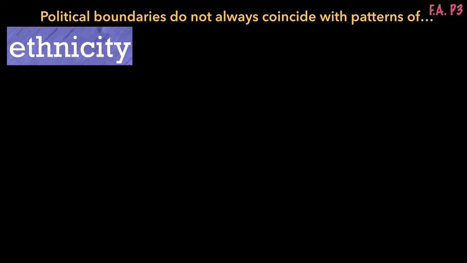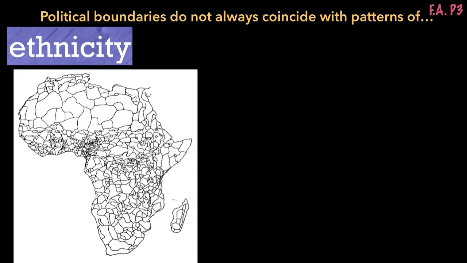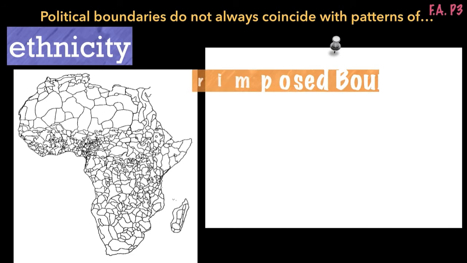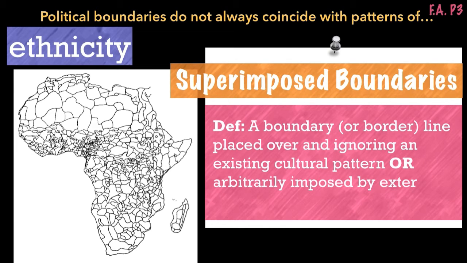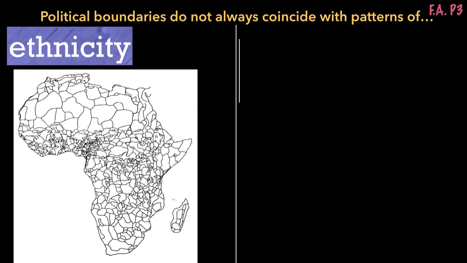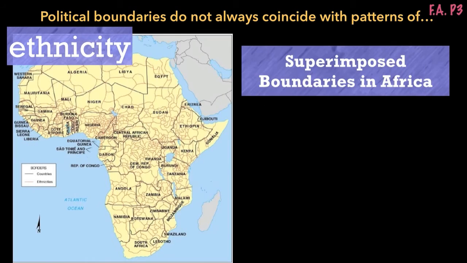Political boundaries do not always coincide with patterns of ethnicity. These are all the ethnicities of Africa. I'm pretty sure you know there aren't this many countries in the continent, though. Superimposed boundaries. Definition: a boundary line or borderline placed over and ignoring an existing cultural pattern or arbitrarily imposed by external powers. These are the superimposed boundaries in Africa.